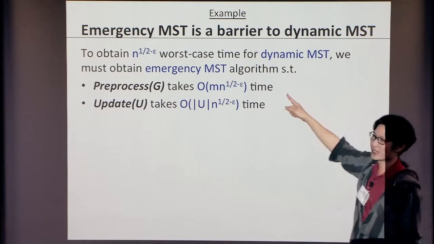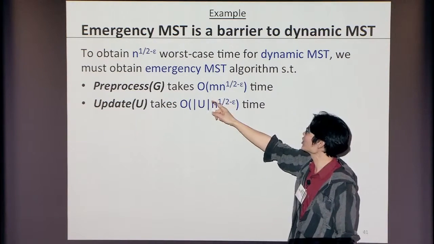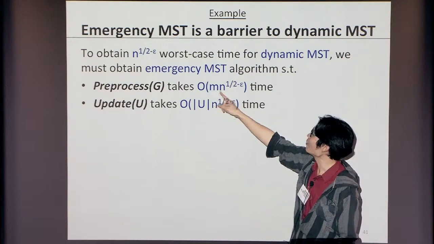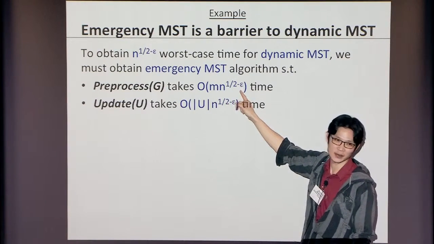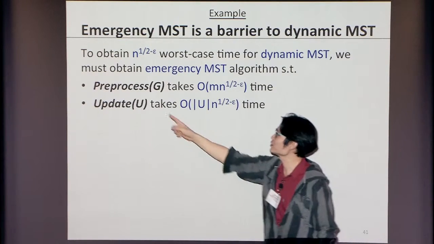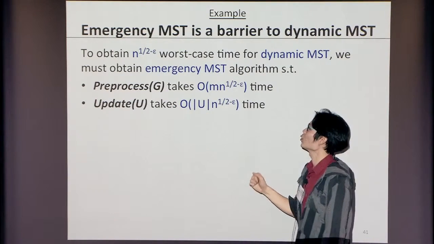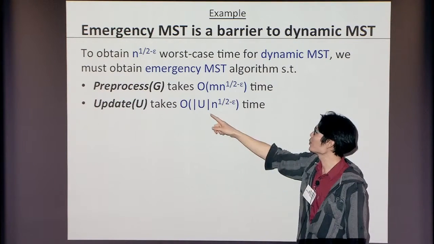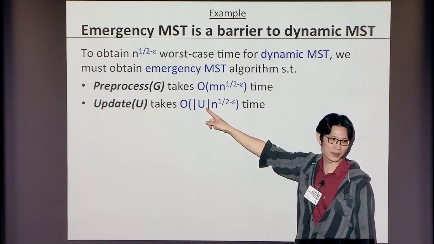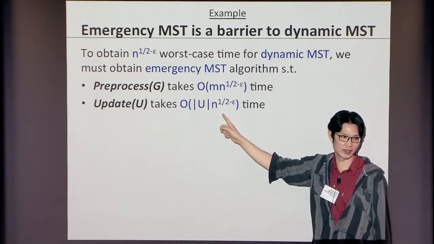In the preprocessing, you have a graph with m edges. The time that you need will have to be better than m root n, so m times n to the 1/2 minus epsilon. And in the update step, you have this list of updates. Let's say you have U updates. The time that you need will have to be a little bit better than root n per one update in U. So it has to be U times n to the 1/2 minus epsilon.